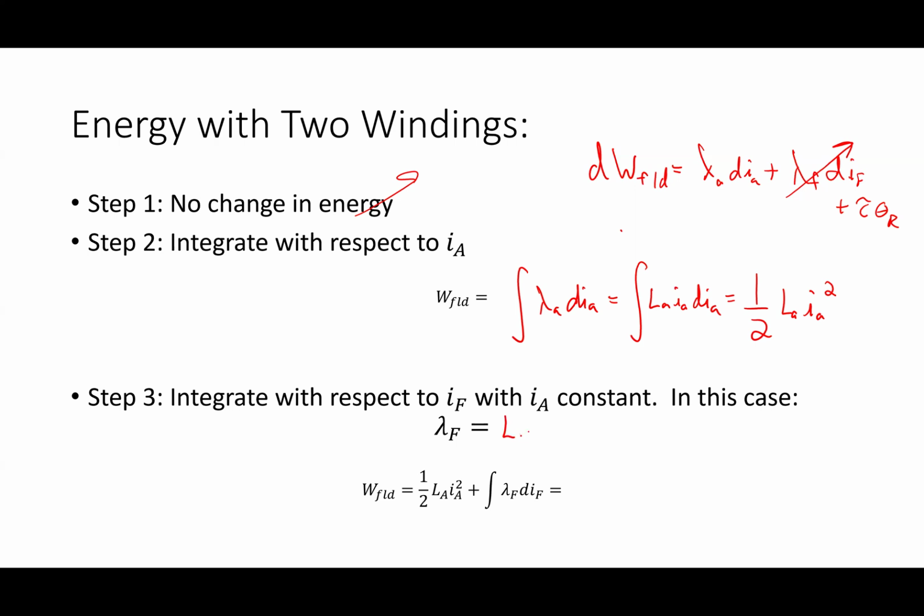The third step is to do this with IF and IA both acting. So what we do is we say I've got LA IA plus LAF IF.